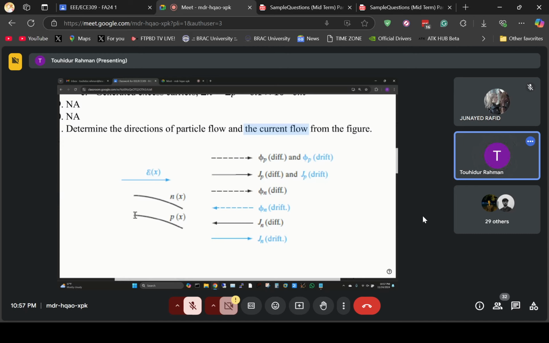Now we have more holes on the left side than the right side. So the holes will be diffused from left to right, as shown here.